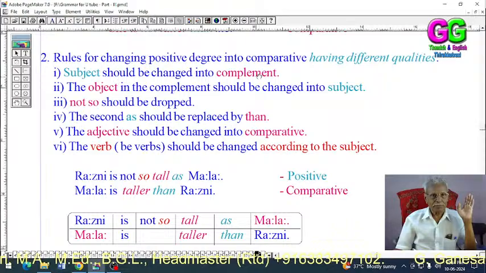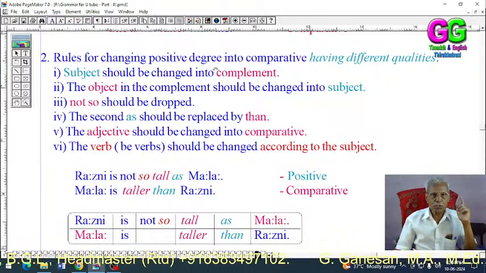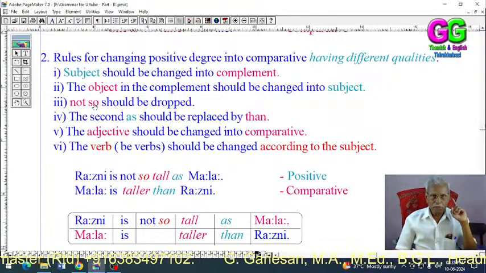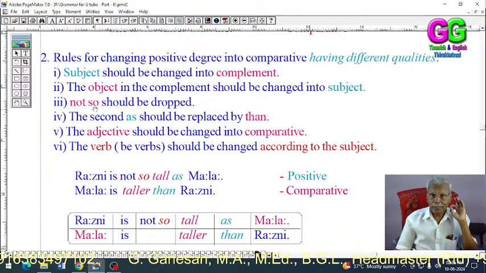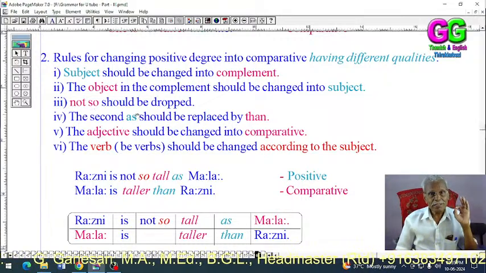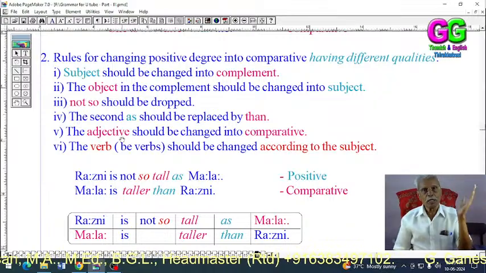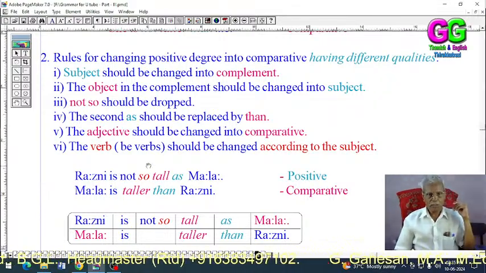Subject should be changed into complement. Then object should be changed into subject. Then the verb should be kept according to the rules. Then the "not so" should be tracked. Fifthly, the adjective should be changed into comparative. I mean, sixthly, "as" should be replaced by "than". That's all. Let us see that.